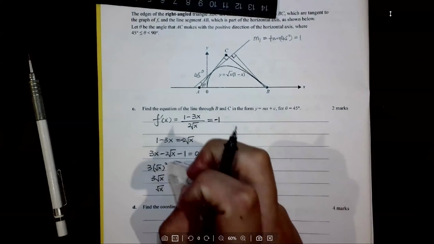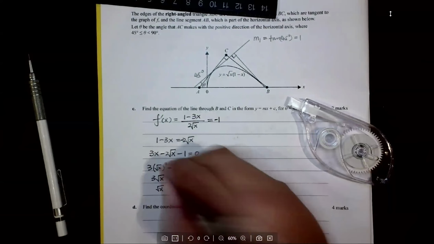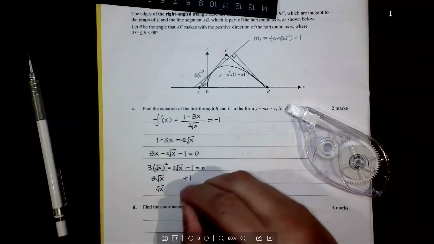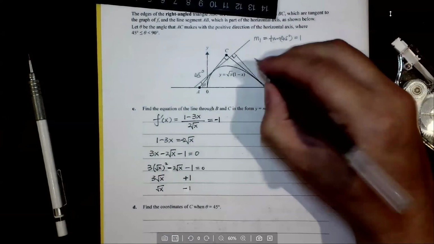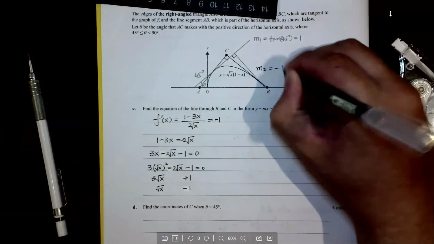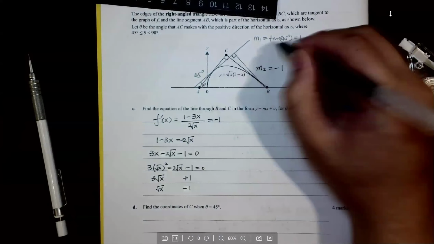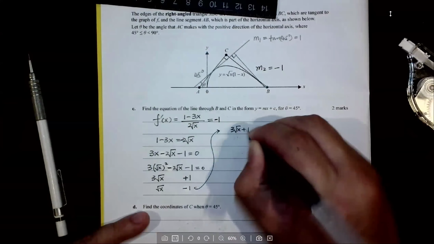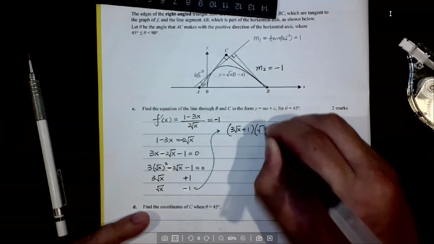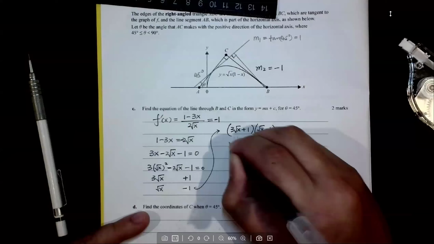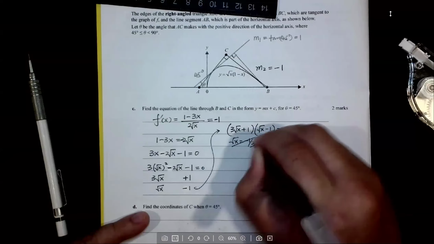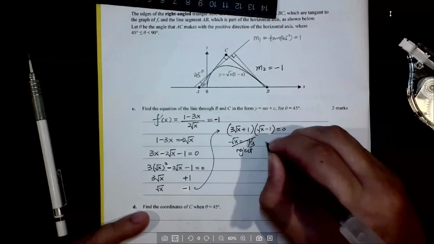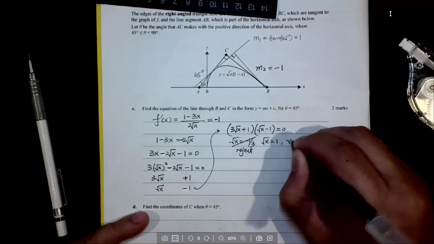This should be a negative. So I'm going to get a plus 1 and a minus 1. Bear with me. M2 should be a minus 1, okay? Because they are perpendicular to each other. Product is minus 1. And then we should get (3 root x plus 1)(root x minus 1) equals to 0. Root x equals to minus 1/3, reject, because a positive square root cannot generate a negative value. The other case is root x equals to 1 and x equals to 1.